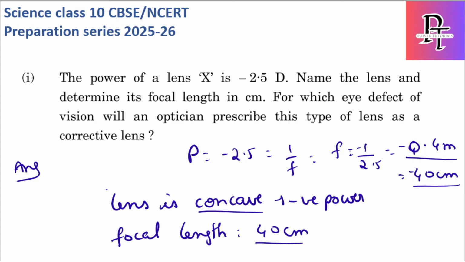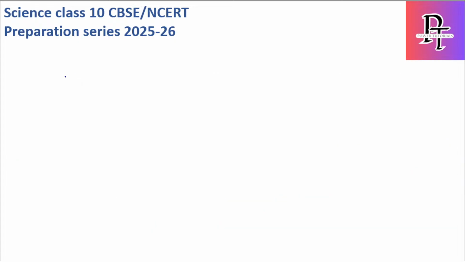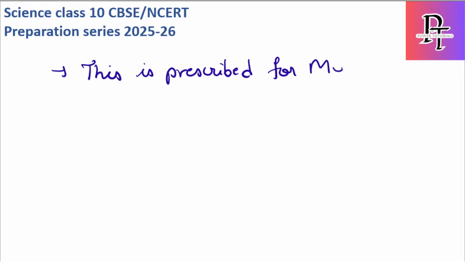So a concave lens is prescribed for myopia. Myopia is nothing but short sightedness or near sightedness.